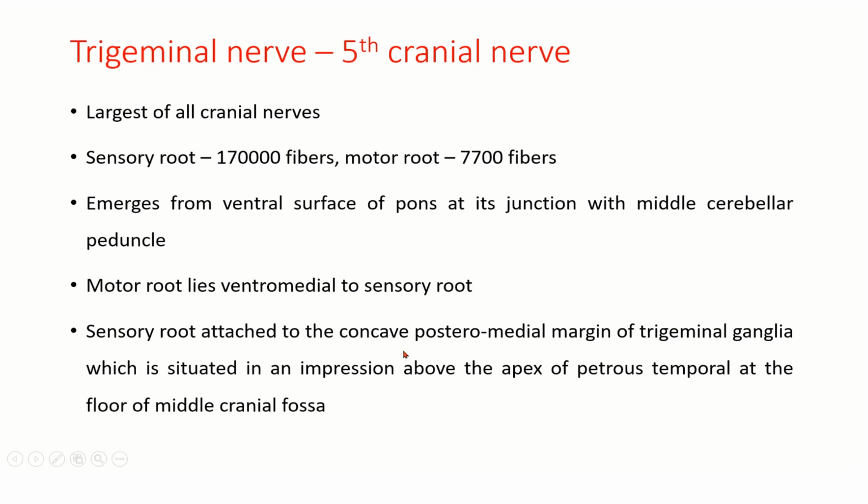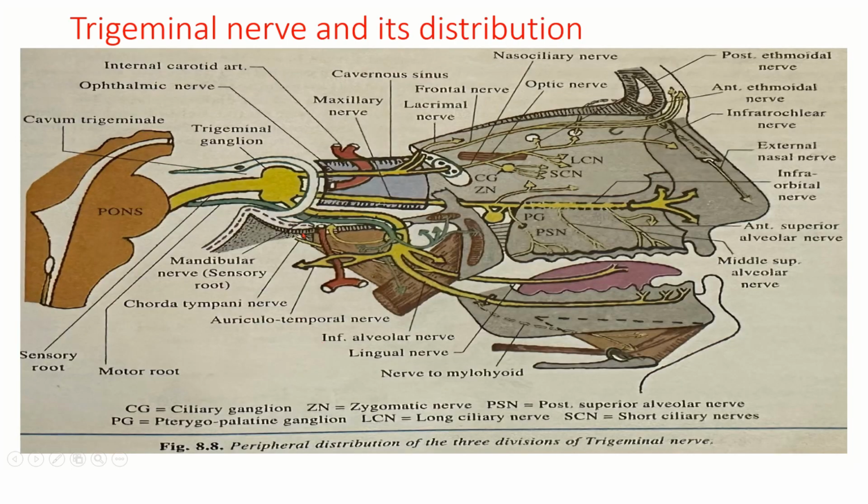The sensory root is attached to the concave posteromedial margin of the trigeminal ganglion, which is situated in an impression above the apex of the petrous temporal at the floor of the middle cranial fossa. This trigeminal ganglion is located in Meckel's cave, in relation to the apex of the petrous temporal. You can see here, this is the apex of the petrous temporal. This is Meckel's cave or cavum trigeminale, where the trigeminal ganglion is present.